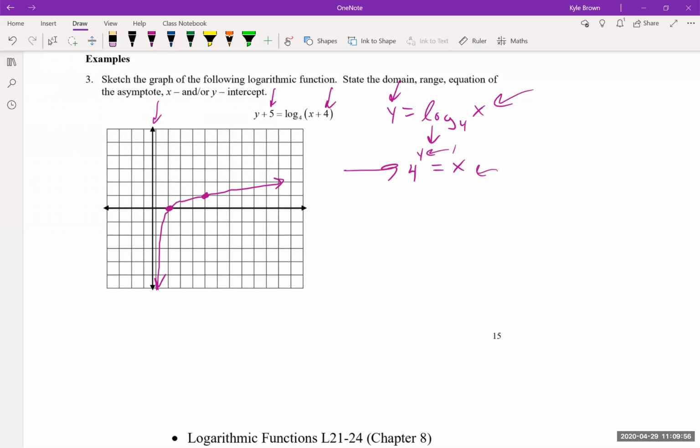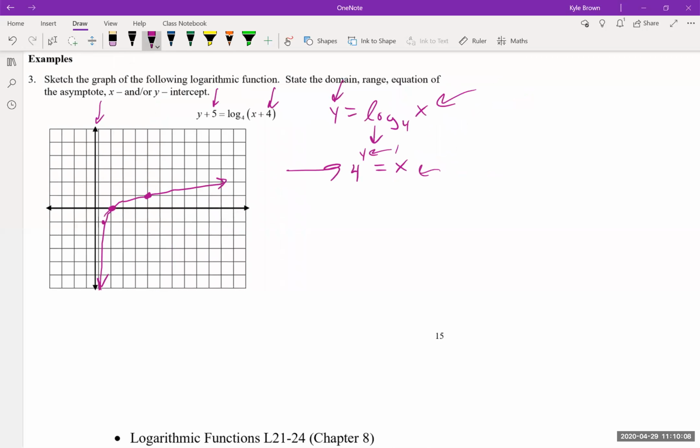I could start throwing in numbers, like when y is -1, then x should be at a quarter there, right? You could keep going all you like, but that's probably a good place to start. Okay, so now that we've drawn that graph, we need to do these things. So let's rewrite that a little differently.